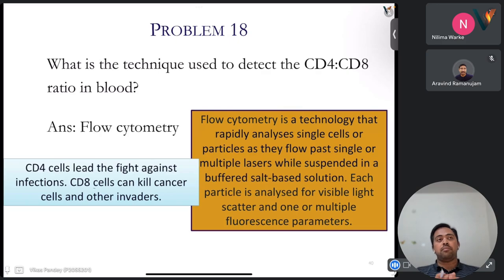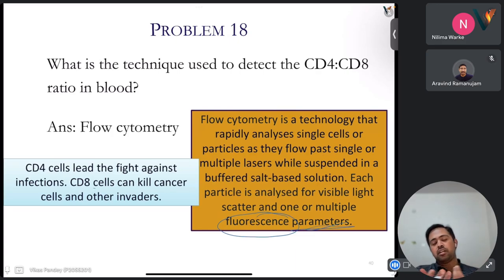Like every molecule has some biomarker. It can be in the form of a chemical being released. It can be in the form of some fluorescence behavior. Like in this case, it is about how much scattering they can do. And this fluorescent parameter is used to identify this ratio. How much is the scattering of which light? That will determine which one is having what ratio.